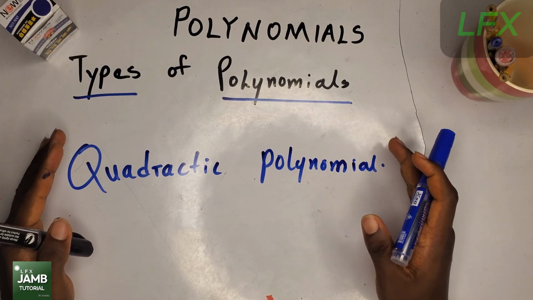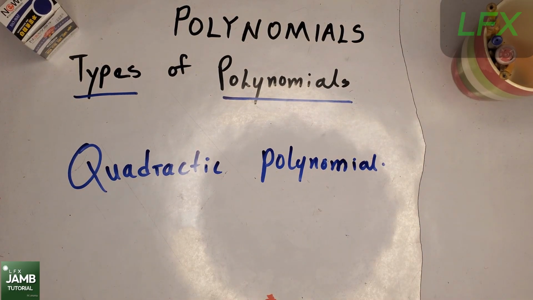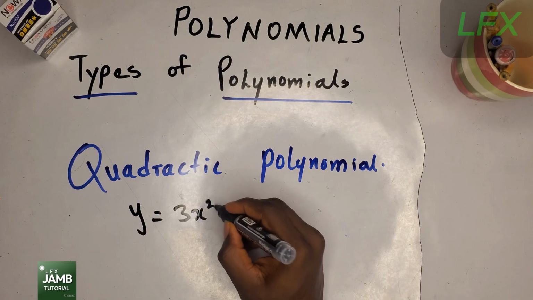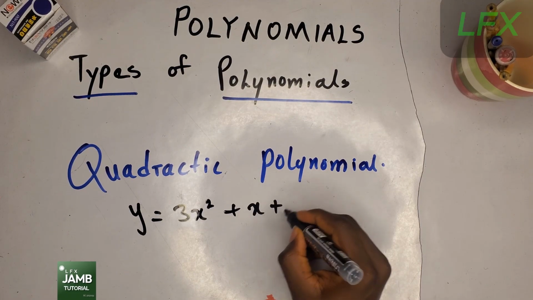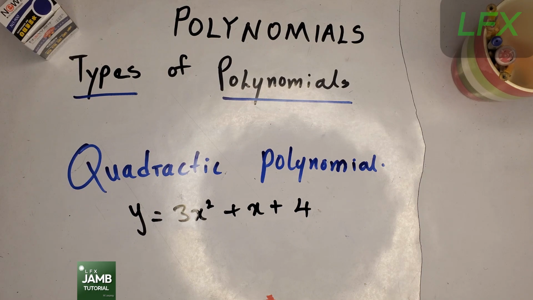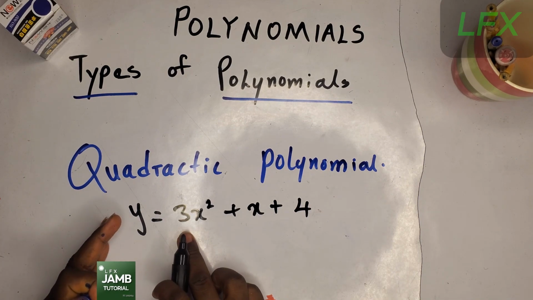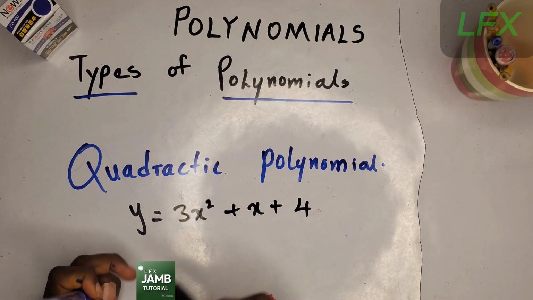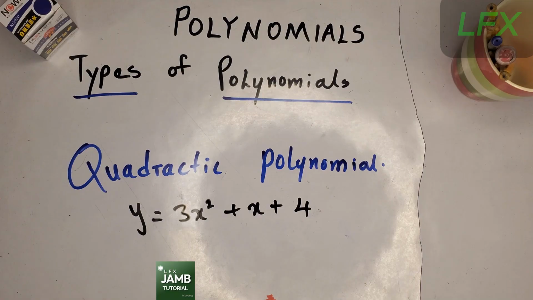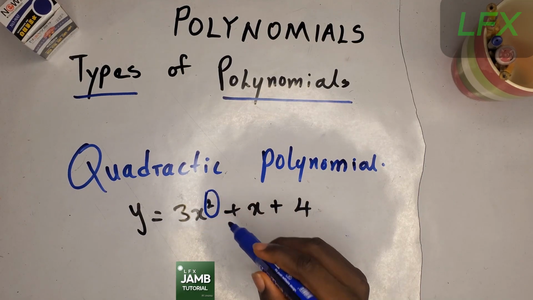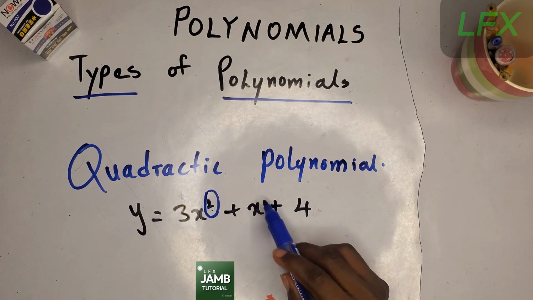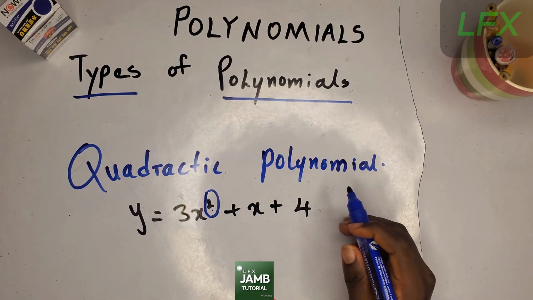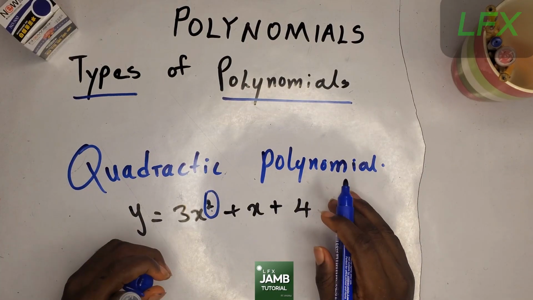The quadratic polynomial. For example, we have this equation that says y equals 3x raised to power 2 plus x plus 4. This is a quadratic equation because it has a highest power of 2, and subsequently reduced following the law of polynomials.